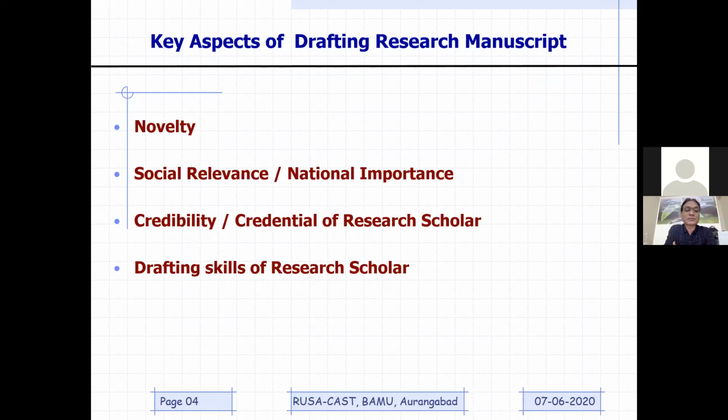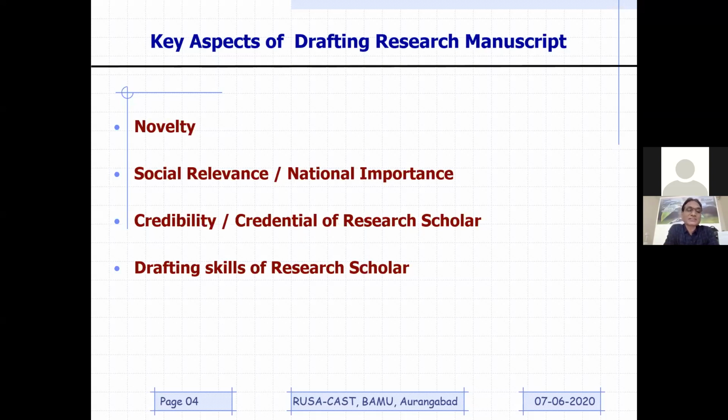So these are four important aspects that every reviewer is going to look into, and you will have to be very careful about that. The very first aspect the reviewer is going to see is whether your manuscript has got novelty in it. Then second, whether whatever research outcome you have has got some social relevance, or whether it is aligned with any national mission of the country as a whole. Third, he is going to check the credibility or credentials of the person who has submitted the paper, the first author and his research group.